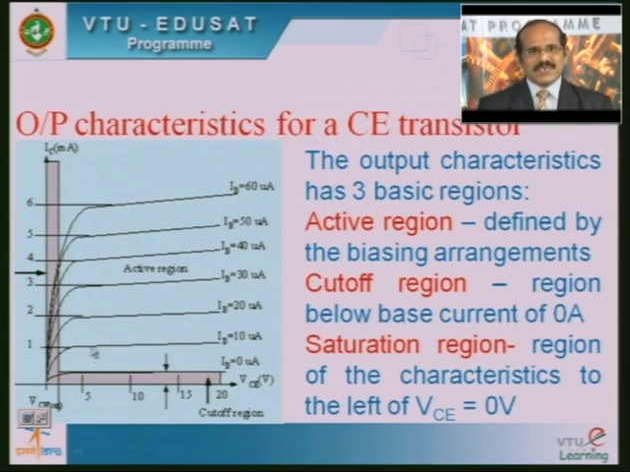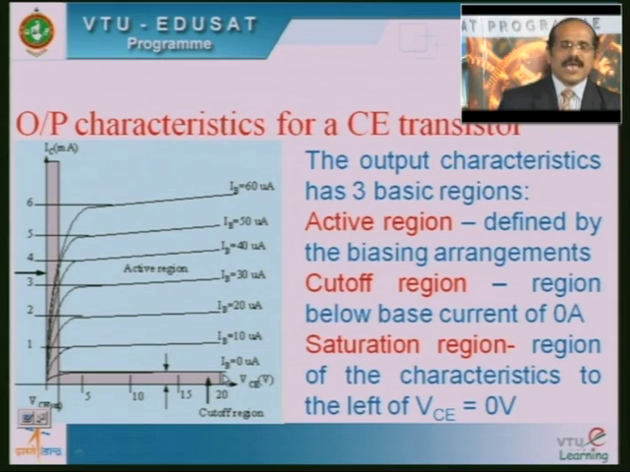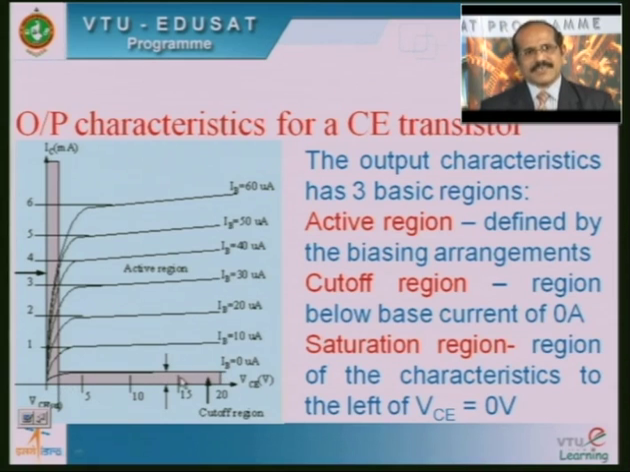The cutoff region is the region below the curve of IB equal to 0 microampere. This shaded region is nothing but the cutoff region. And we have a saturation region, that is to the left of VCE equal to 0, the shaded region here. That region is called the saturation region, and the region between the cutoff region and the saturation region is called the active region. What is the main feature of the active region? Linearity.